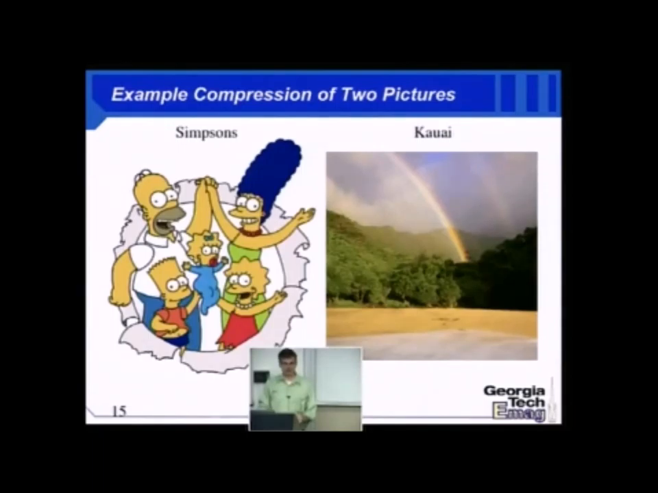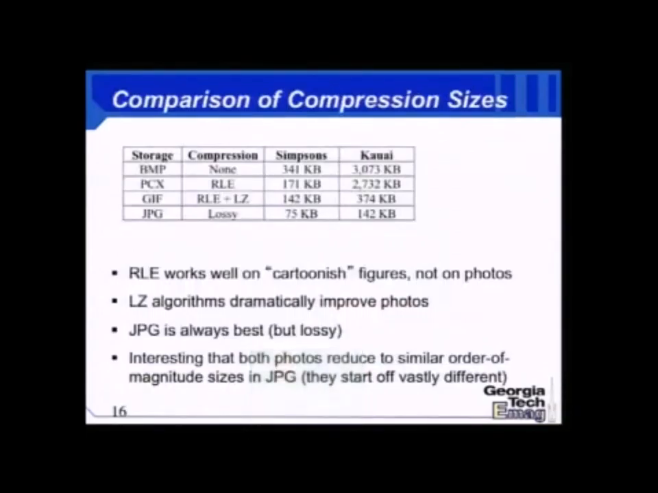And so let's apply different types of lossless and lossy compression to them to see how we do in terms of the number of bits we need to transmit on the wireless channel to transfer this information. So the first thing, I used an uncompressed bitmap so that we could baseline it. And the Simpsons took 341 kilobytes uncompressed.